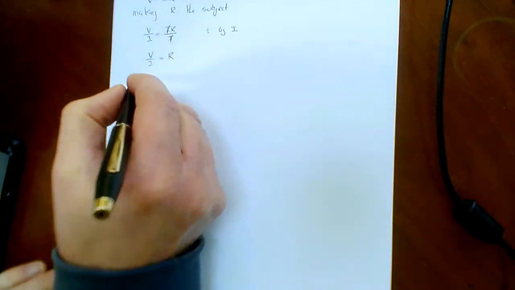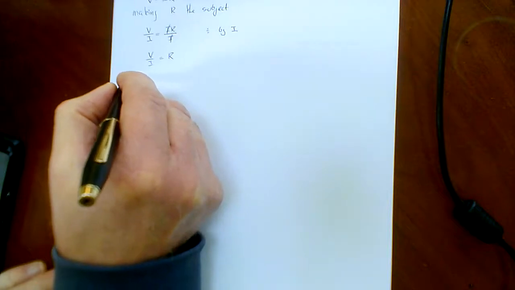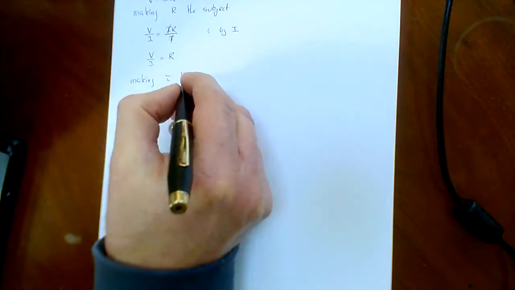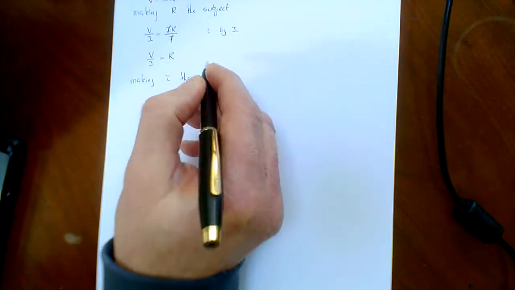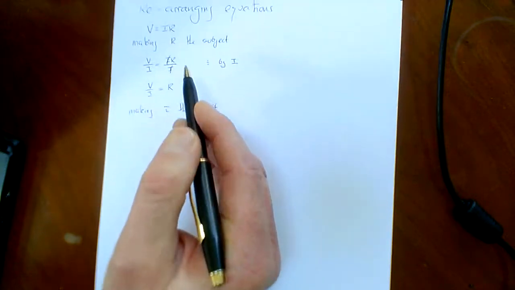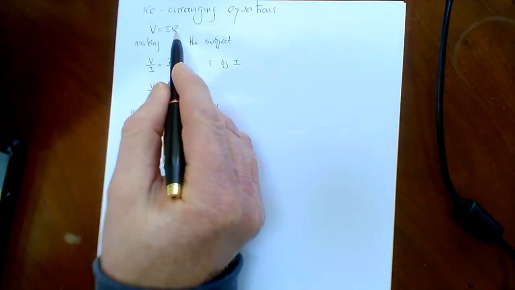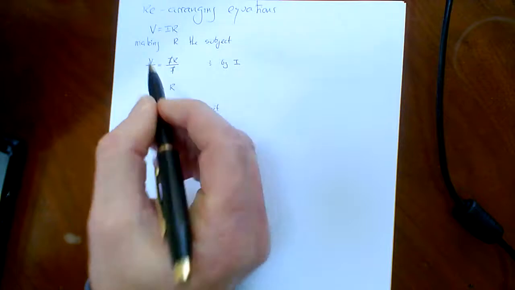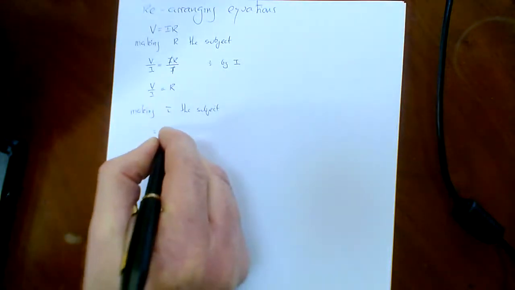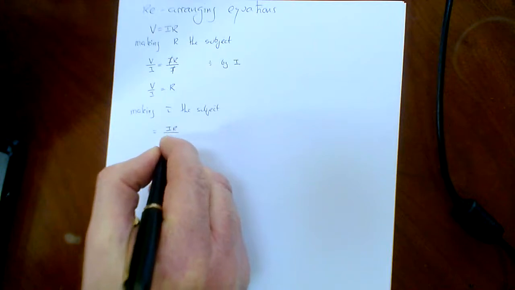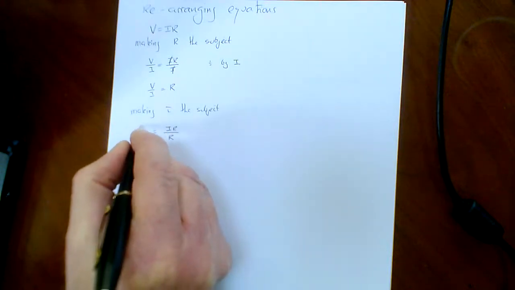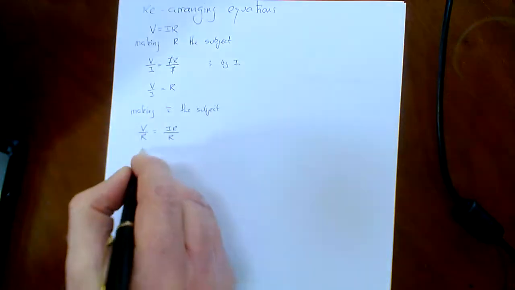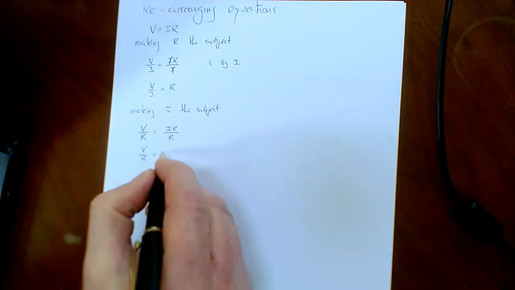Equally, if I wanted to make I the subject, I would do the same sort of thing. On the right hand side here, I've got I times r. I want just I, so I divide by r. So I've got I times r divided by r. To keep it an equation, I have to do the same to the other side, and so I end up with v divided by r is I.